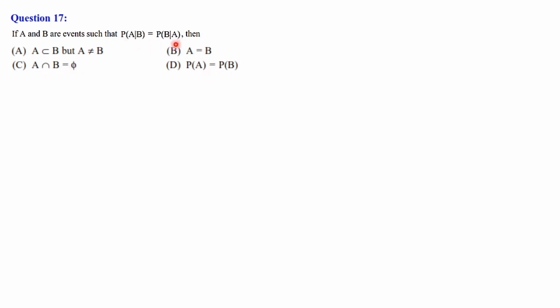So it is given to us the condition P of A given B is equal to P of B given A. So let's write the given condition. P of A given B means P of A intersection B by P of B. The formula for P of B given A is P of A intersection B by P of A. So P of A intersection B is common on both the numerators, cancelled. That is 1 divided by P of B is equal to 1 divided by P of A. When you take the reciprocals, we will get P of A is equal to P of B. So option D is correct.